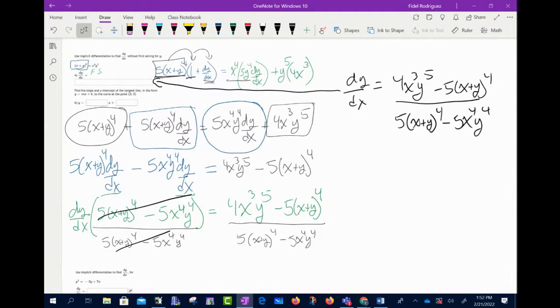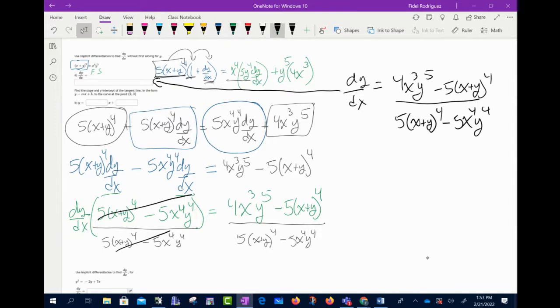I don't know. We'll figure it out right now. I have no idea what the answer is going to be. But yeah, when we do the evaluating, different powers, right?